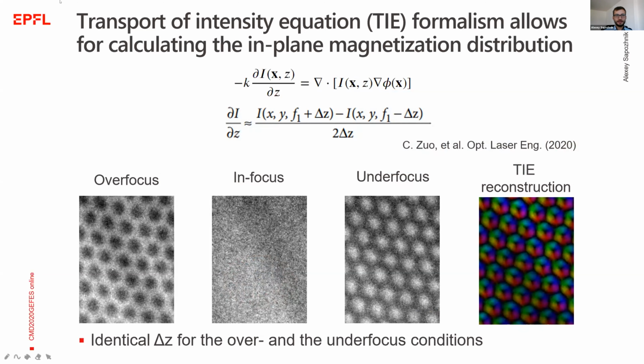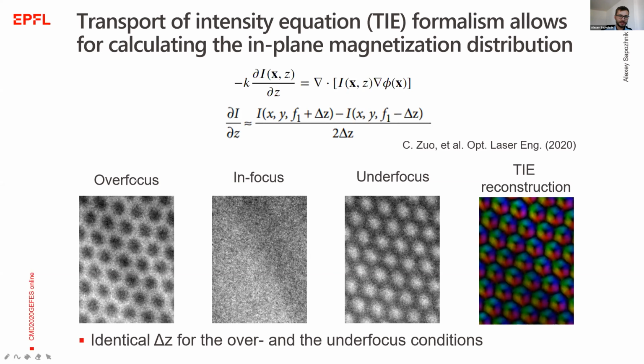Another advantage of the method is connected to the transport of intensity equation formalism, which allows for calculating the in-plane magnetization distribution. Here I show the main equation of the transport of intensity formalism, where I is the amplitude of the electron beam and phi is the phase. As you can see, these two quantities are interconnected. If the derivative is approximated as the difference of the images obtained in the overfocus and underfocused conditions, one can restore the phase of the electron beam and from the phase obtain the in-plane magnetization.